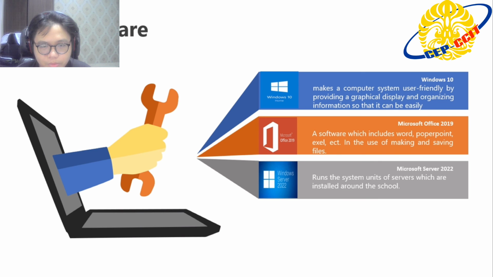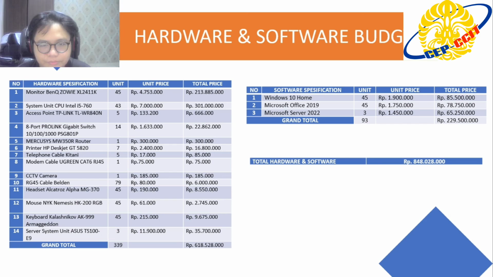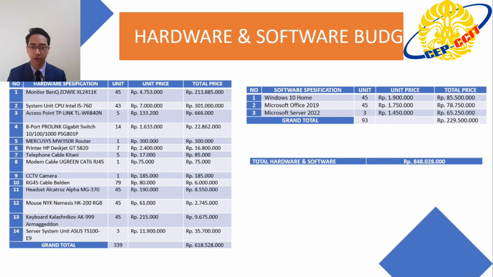This is the total budget for our software and hardware. Our hardware is going to cost around 600,000 rupiah, and our software is going to cost around 200,000 rupiah. The total cost that will be needed in order to fulfill this budget is around 850,000 rupiah.